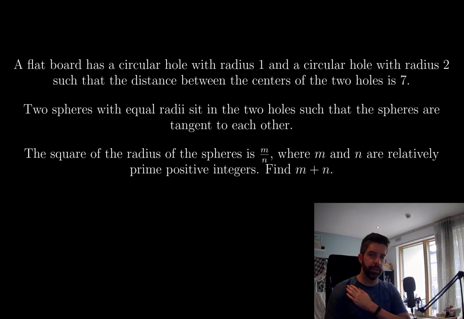A flat board has a circular hole with radius 1 and a circular hole with radius 2, such that the distance between the centers of the two holes is 7. Two spheres with equal radii sit in the two holes, such that the spheres are tangent to each other. The square of the radius of the spheres is m over n, where m and n are relatively prime positive integers. Find m plus n.